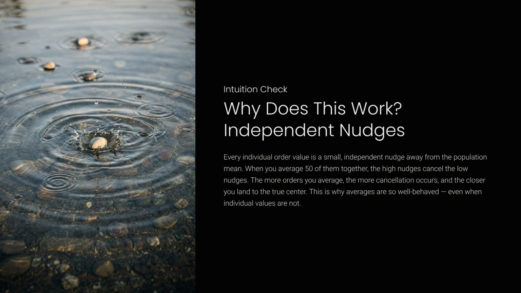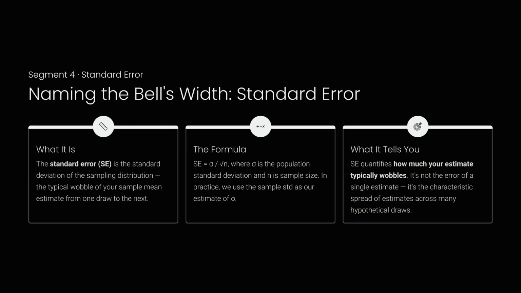Why does this work? Think of individual data points as independent nudges. When you average many of them together, the random high and low nudges cancel each other out, leading to a stable average. Finally, we name this with standard error. It quantifies the typical wobble of your sample mean. The formula, standard deviation divided by the square root of n, shows exactly how sample size reduces that error.